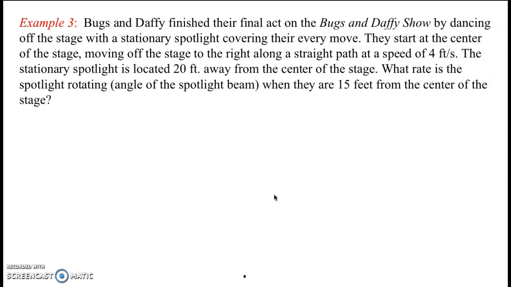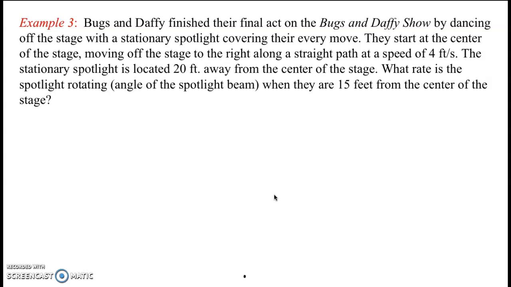It says, Bugs and Daffy finish their final act on the Bugs and Daffy show by dancing off the stage with a stationary spotlight covering their every move. They start at the center of the stage, moving off the stage to the right along a straight path at the speed of 4 feet per second. The stationary spotlight is located 20 feet away from the center of the stage. At what rate is the spotlight beam's angle rotating when they are 15 feet from the center of the stage?